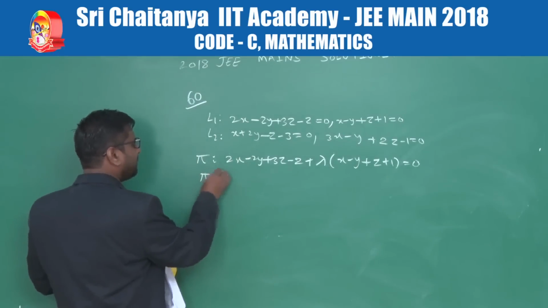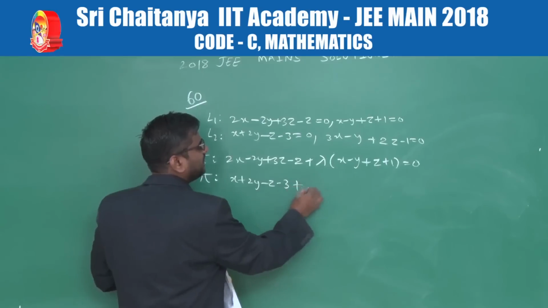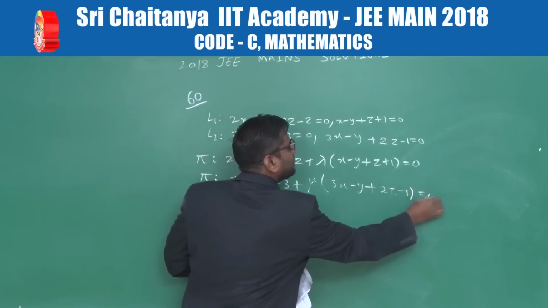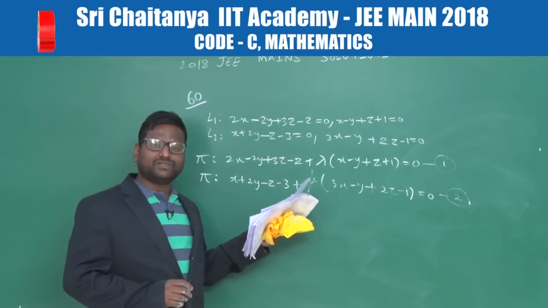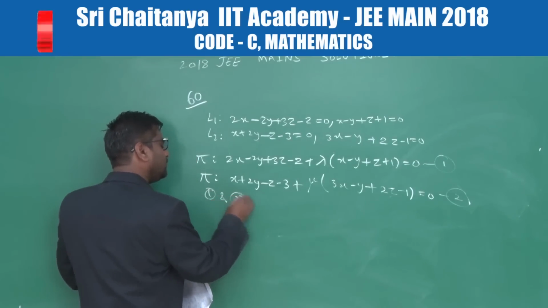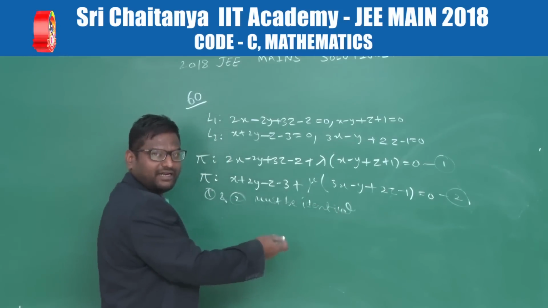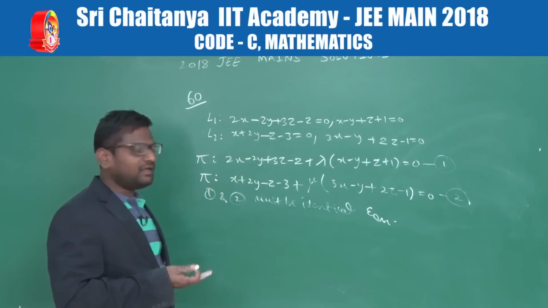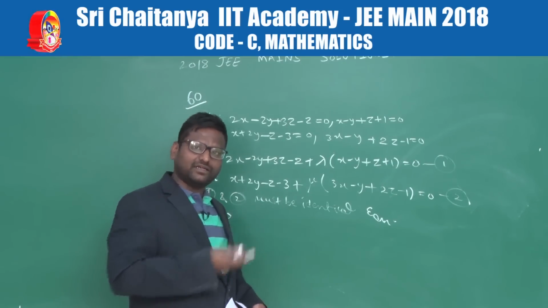In the same way, the same required plane can be assumed as x plus 2y minus z minus 3 plus mu into, for example, 3x minus y plus 2z minus 1 equal to 0, right. But we are looking for the same plane, which means equations 1 and 2 must be identical, representing the same plane. Therefore, we will compare the coefficients of x, y, z and the constant.